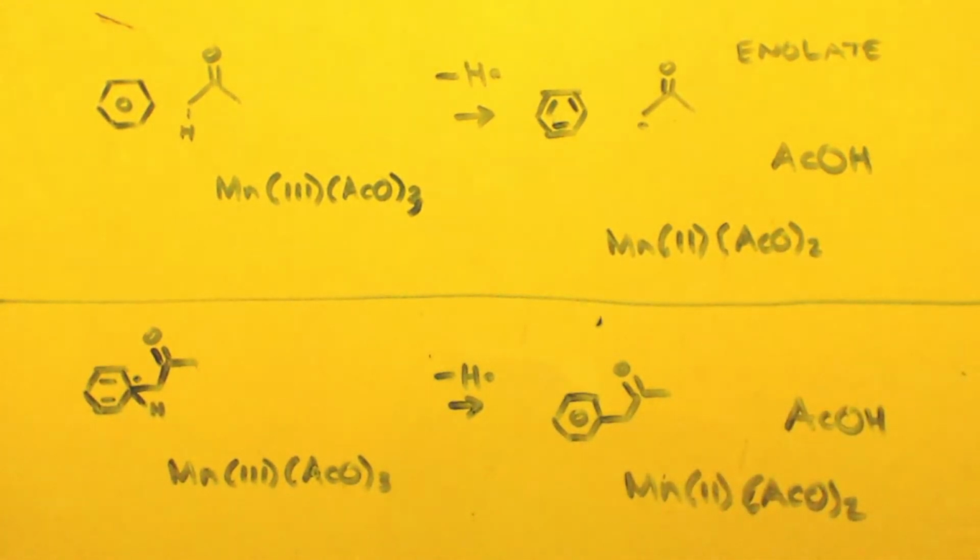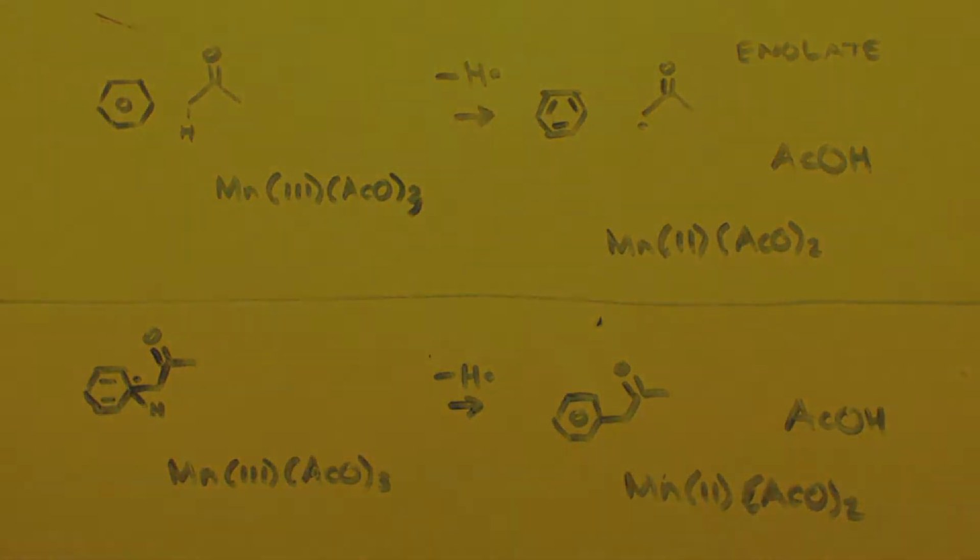Now there may be a way to regenerate the manganese 3-acetate by adding potassium permanganate to the pot. That way you can keep remaking it: as you make the Mn2, you can oxidize it with the permanganate in situ. But I don't know how to do that. I'm not sure, but it sounds like a good idea.